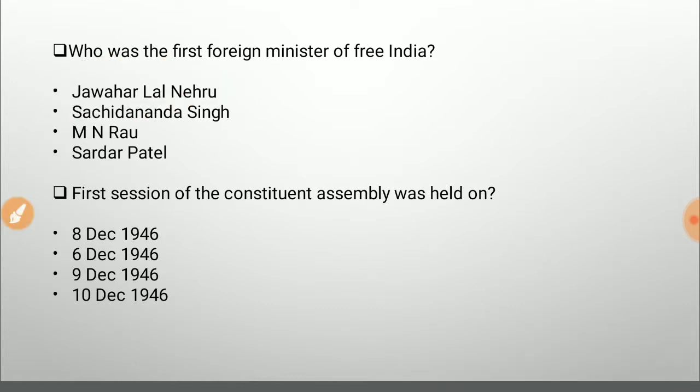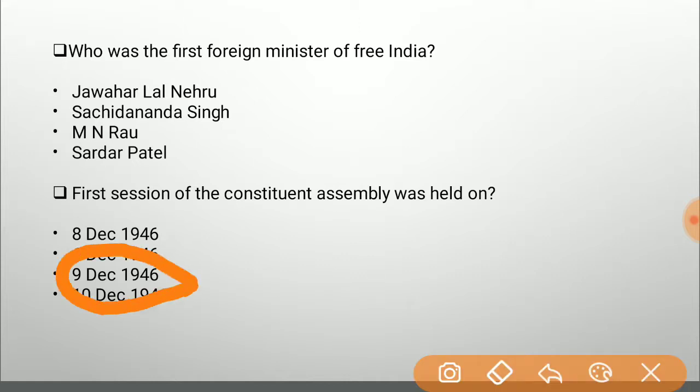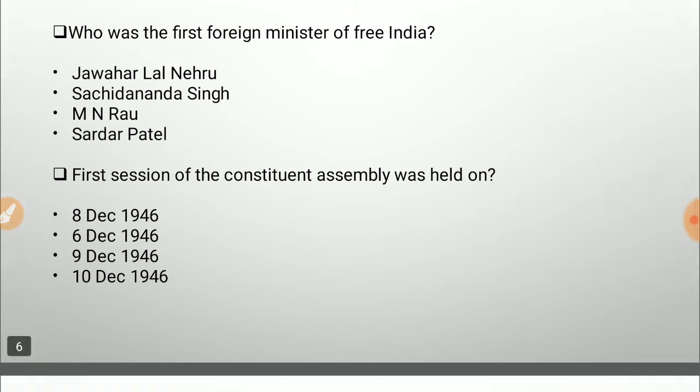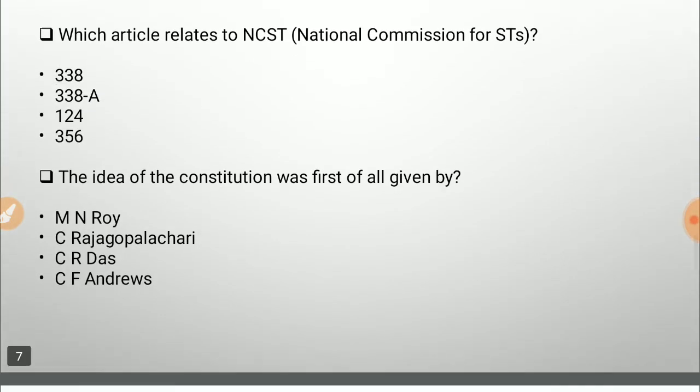Moving on. First session of the Constituent Assembly was held on. Now these are very close-cut options. 8 December 1946, 6 December 1946, 9 December, or 10 December 1946. The correct answer is 9 December 1946. These are the kinds of questions which will confuse you in the exam, and therefore you must learn these dates by heart because they are unique and singularly important.